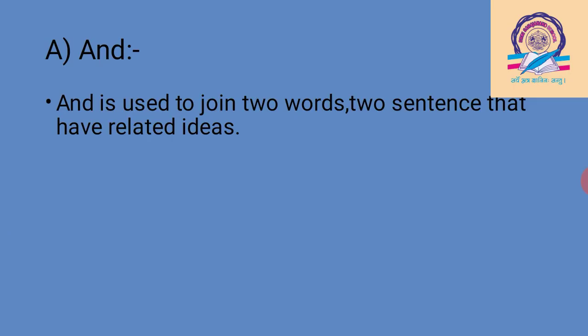Then we see here the first usage of and. So what is the use of and? And is used to join two words or sentences that have related ideas. We can join two sentences or words by using and, but the sentences must have related ideas.